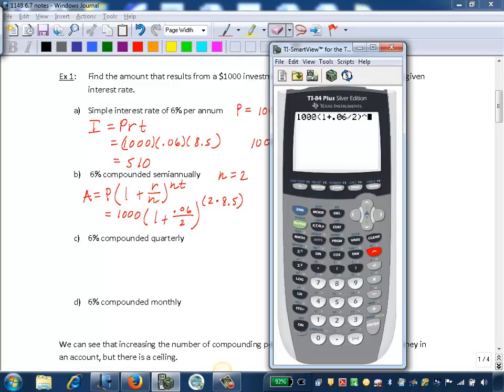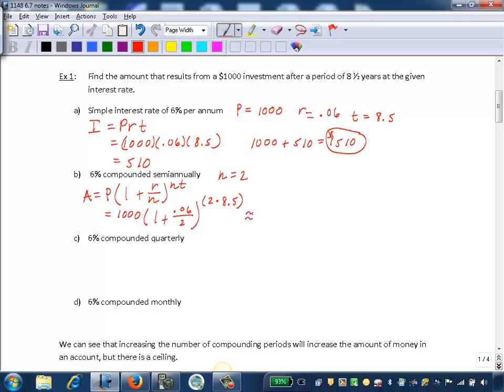and this is why I reminded you to put parentheses around the exponent, because here we have to enclose the 2 times 8.5 in parentheses. Otherwise, the calculator will only square it instead of raising it to the power 2 times 8.5. Another option is just to multiply 2 times 8.5, which would be 17, and then just raise it to the 17th power. So if we hit enter, we're going to get about $1,653 if we round to the nearest dollar.